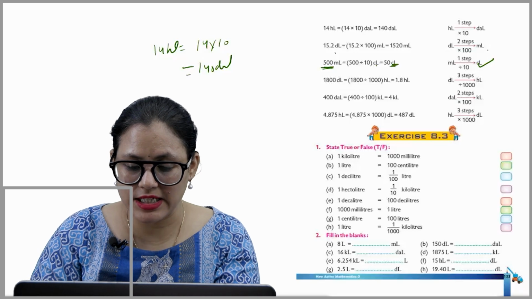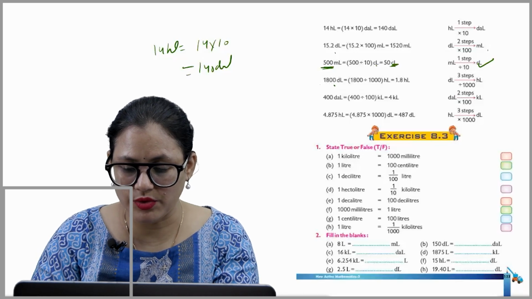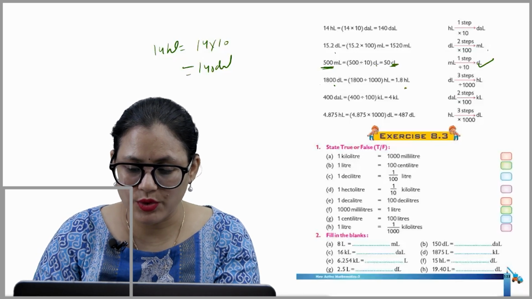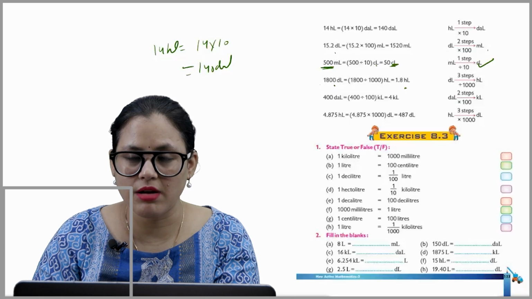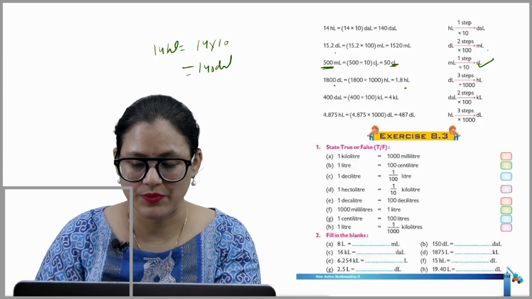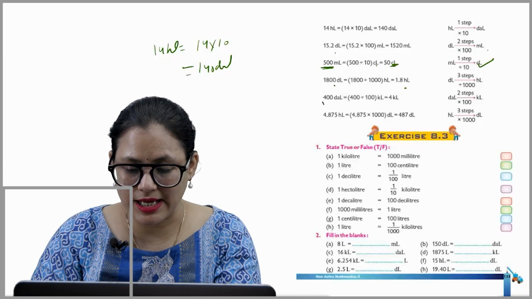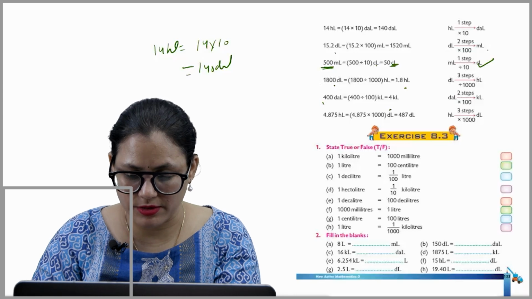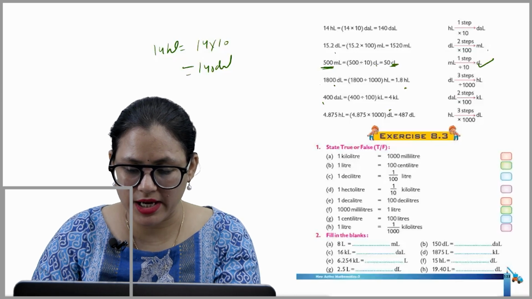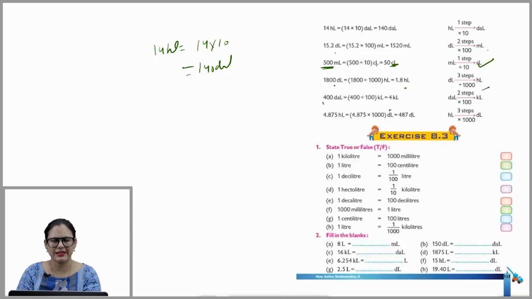Okay. Then 1800 deciliter, you have to convert it into hectoliter, and you will divide it by 1000 because there are three steps, right? And 400 decaliter, you have to convert into kiloliter. Okay. So you will multiply it by 100 because there are two steps.